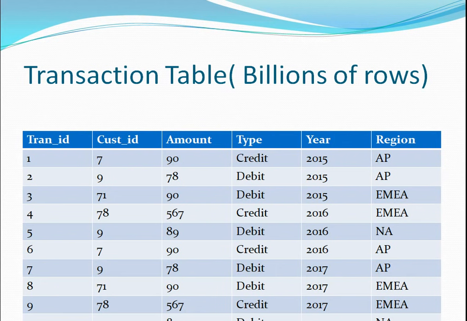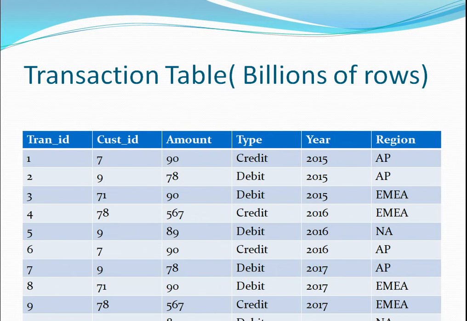Now the business case is that I want to keep rolling 3 years of data in my transaction table. That means as soon as I enter 2018, I don't care about the data from 2015. All I care about is the data from 2016, 2017 and 2018. That means on 1st January 2018, I'm going to delete all the data from 2015.